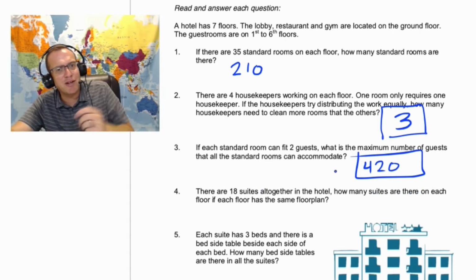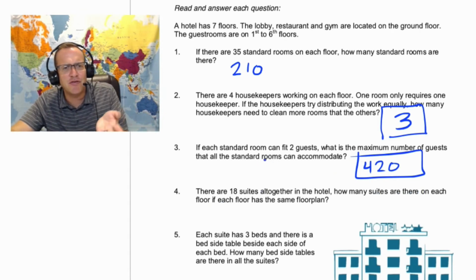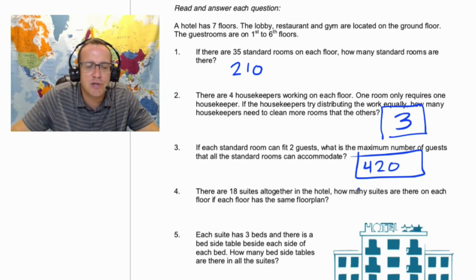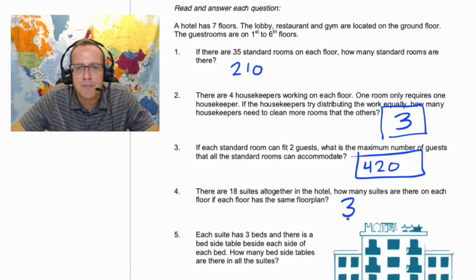So I want you to go out there and figure out how many suites are on each floor. Okay? Try it on your own now. Come back when you have the answer. Hit pause, because I'm going to reveal the answer in 3, 2, 1. The answer to this question is 3.